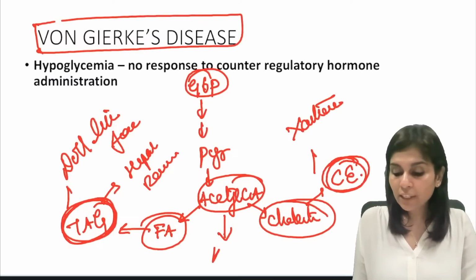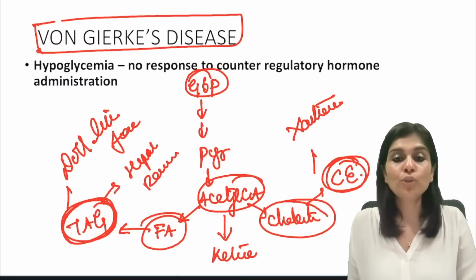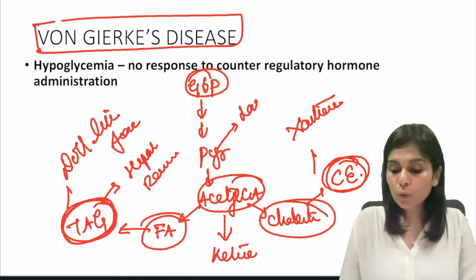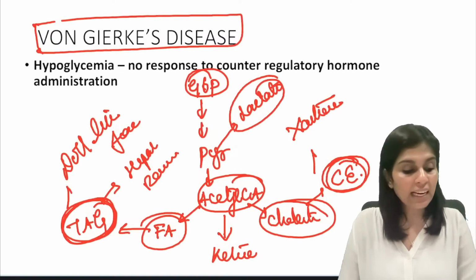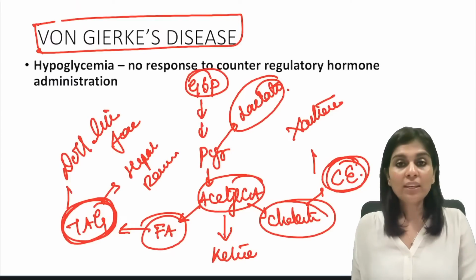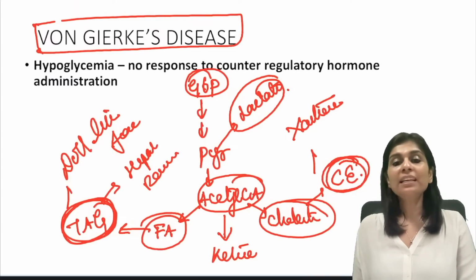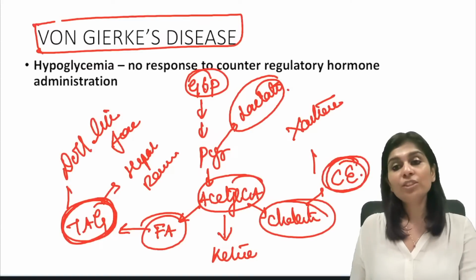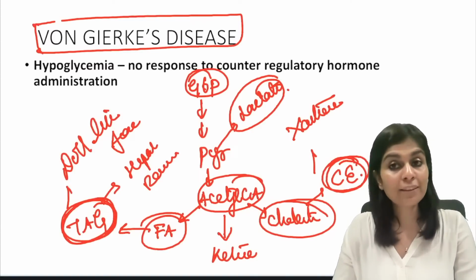Acetyl-CoA on condensation will form ketone bodies, so you see ketosis. The intermediate pyruvate also becomes lactate, so you see lactic acidosis. So these are the manifestations of von Gierke's disease. Is it clear to all of you?